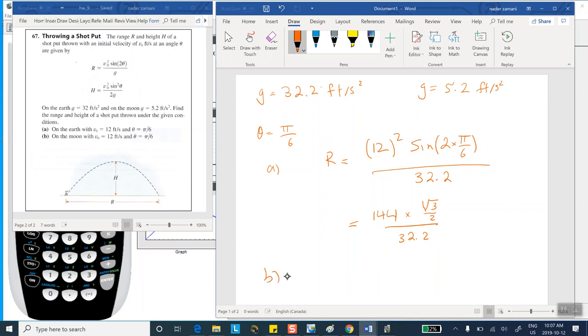And this is for the range, and now the height. Let me do the height for you. Height is equal to 144, or 12 squared, times sine squared of pi over 6, the power is on top of sine, divided by 2 times 32.2. So this is going to be 144. Sine of pi over 6 is 1/2. You square it, get 1/4, divided by 2 times 32.2.